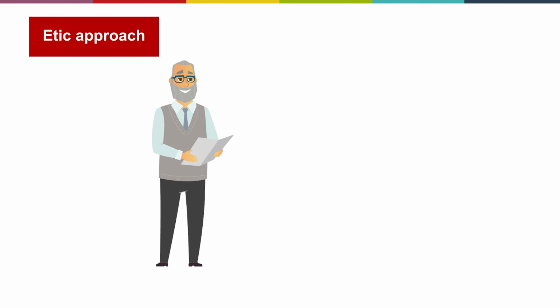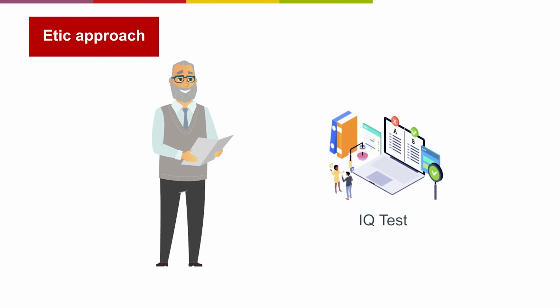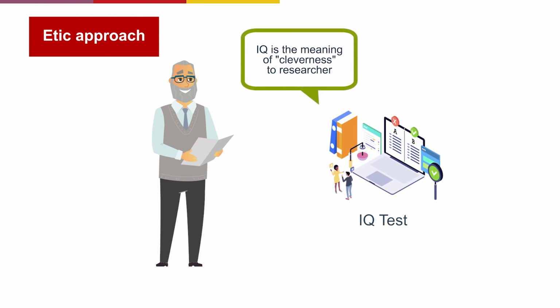Using an etic approach, the researcher will use a standard instrument, such as an IQ test, to measure the intelligence of children. As such, the meaning of cleverness is related to what the researcher had in his mind, that is IQ. At the end, the researcher will find the average intelligence score of the children. We can now see that the use of an etic approach means that a researcher uses his own understanding of what cleverness is and so uses it to measure the children.